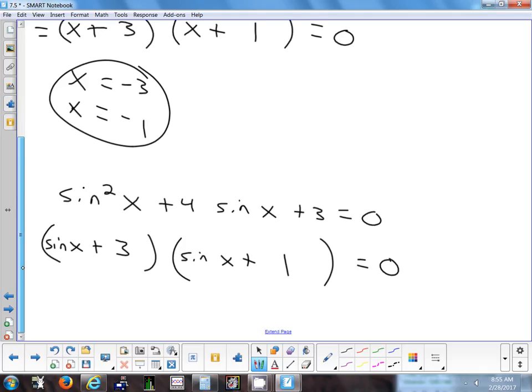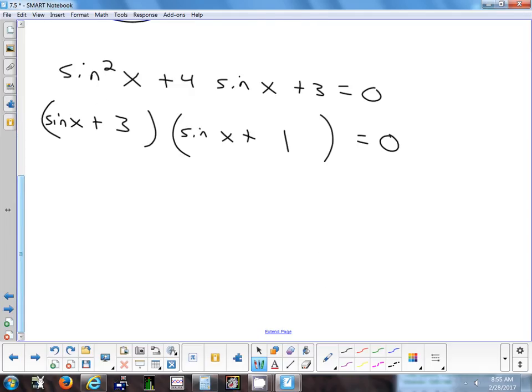And now your 2 answers aren't negative 3 and negative 1. When you set this equal to 0, what would you have to do first? You would minus the 3. And now what would you do second? Yep. You would take the inverse sine.